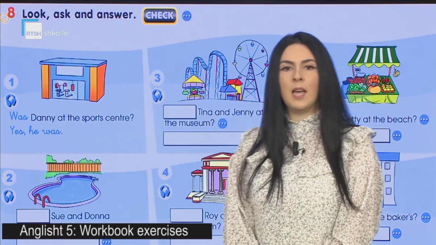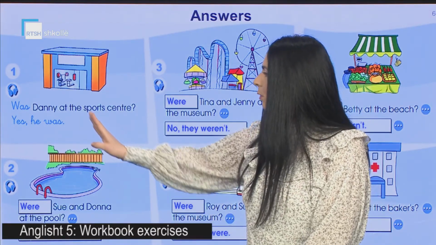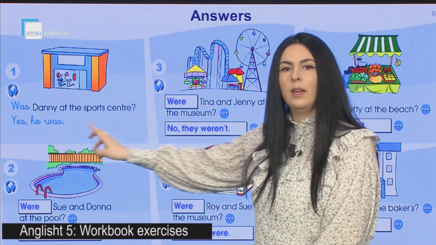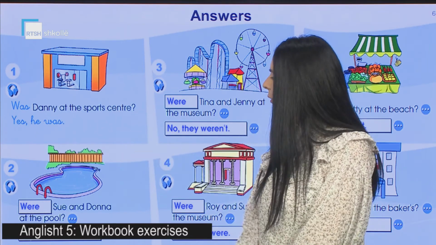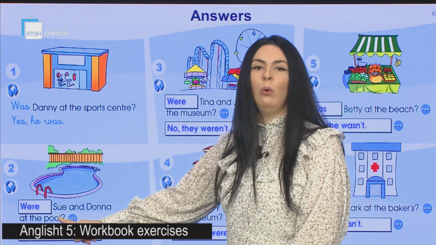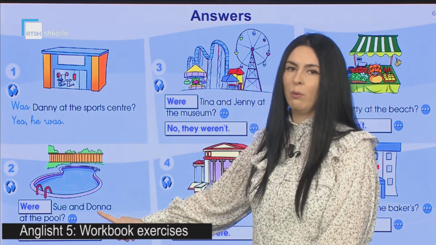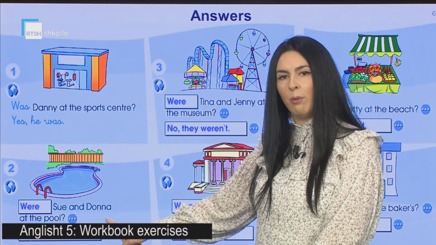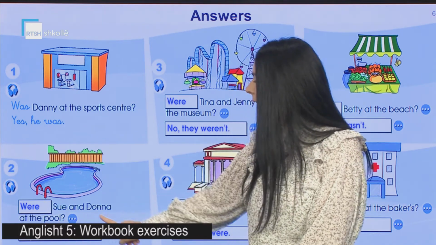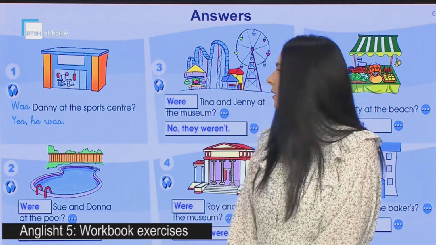Okay, time is up. Now, let's see the answers. So, the first one was already done. Was Dan at the sports center? Yes, he was. The second one, were Sue and Donna at the pool? Why were? Because Sue and Donna are 2 people. So, for 2 people, we use the pronoun they. In this case, they were. Or, were they at the pool? Yes, they were is the correct answer.